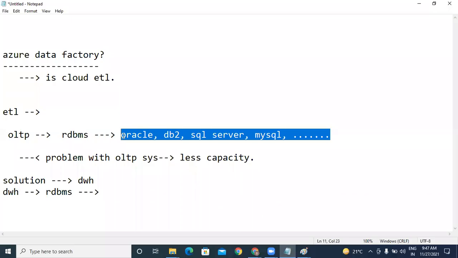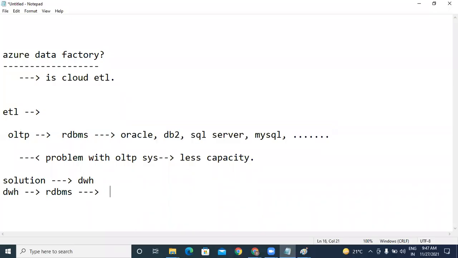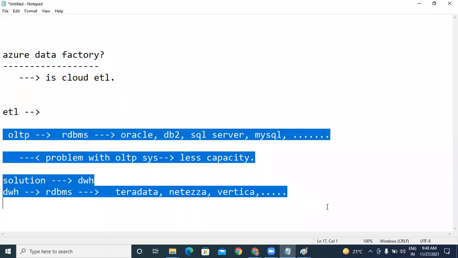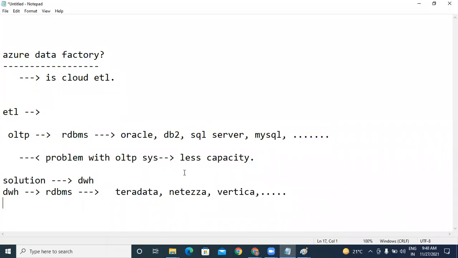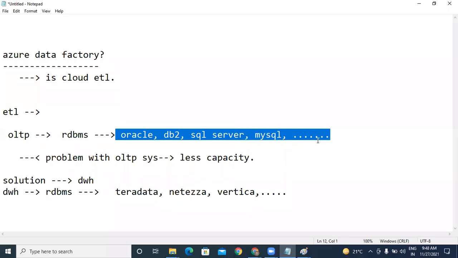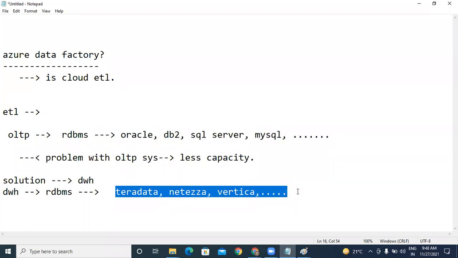Got it. There are special databases for the data warehouse. These data warehouse databases are Teradata. Have you heard about Netezza, Vertica? Such kinds of databases are there in the market. Got it. So till about five years ago, this was the solution for the industry. All OLTP systems are in these great databases. All warehouse systems are in these databases.